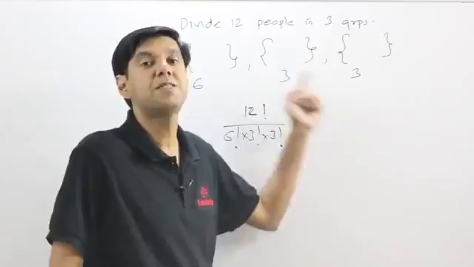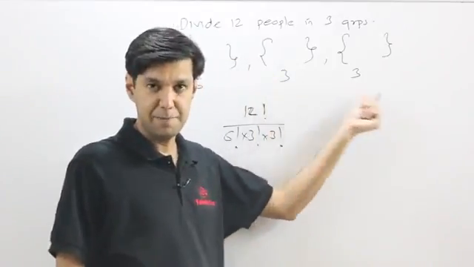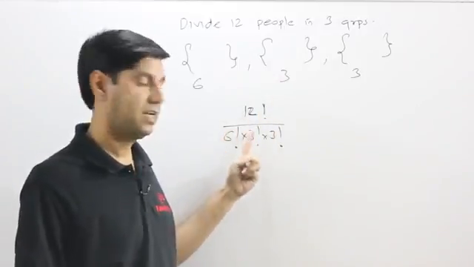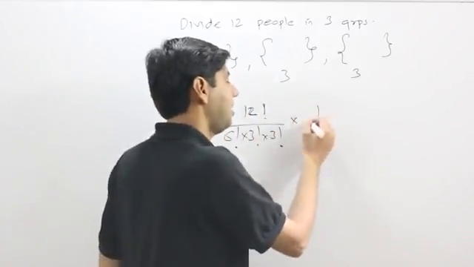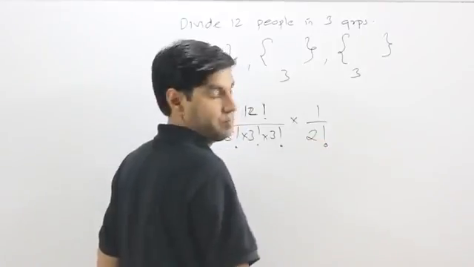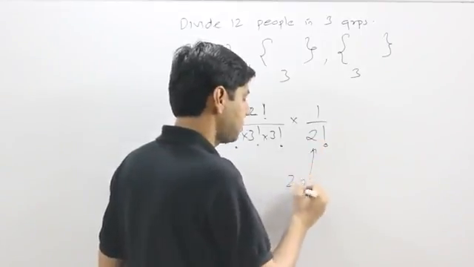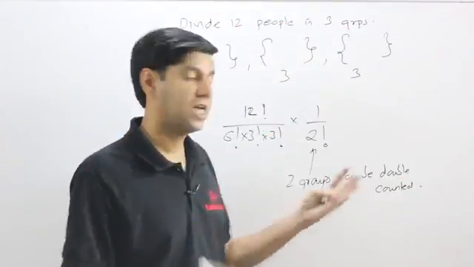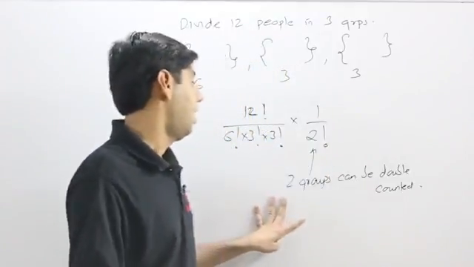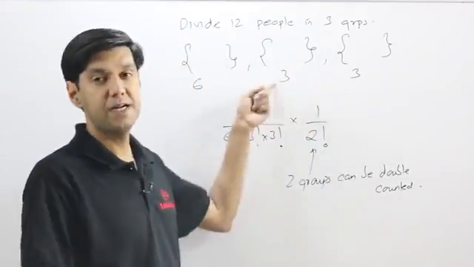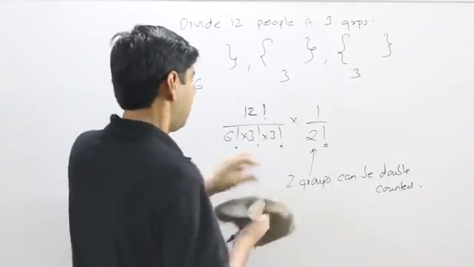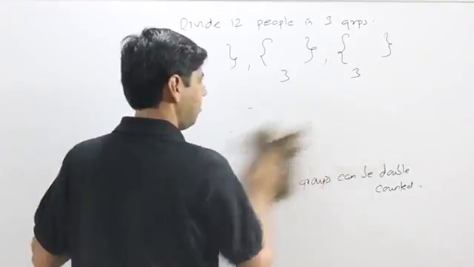Not really. These 2 groups are indistinguishable as per their member size. We have considered them distinct in this, and so we would have to divide it by 2 factorial this time, because there are only 2 groups which can be double counted among themselves. I repeat, the 2 groups can be arranged among themselves, but it cannot be counted in the position of 6 groups as such. 2 questions and we wind this topic up.